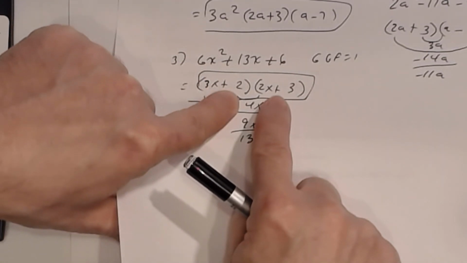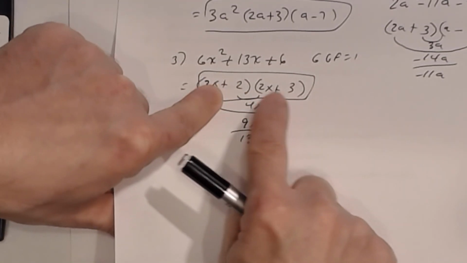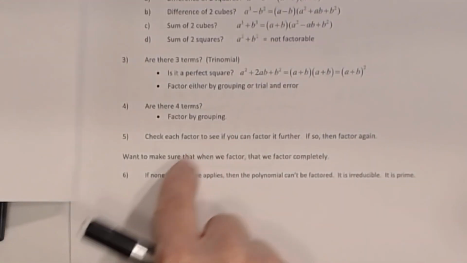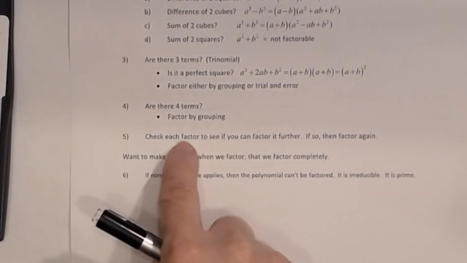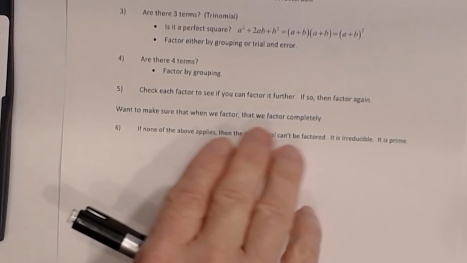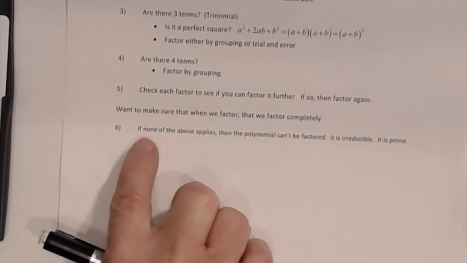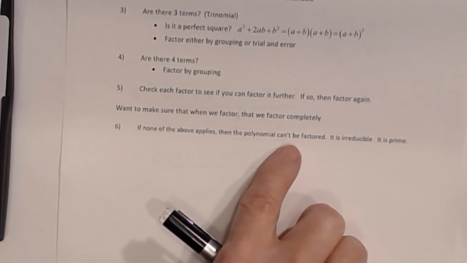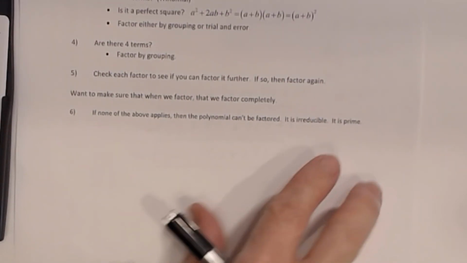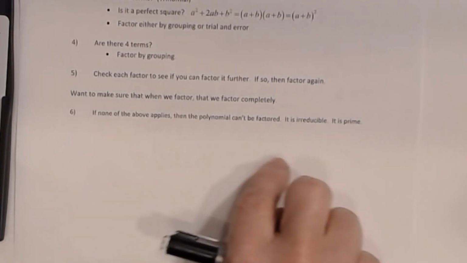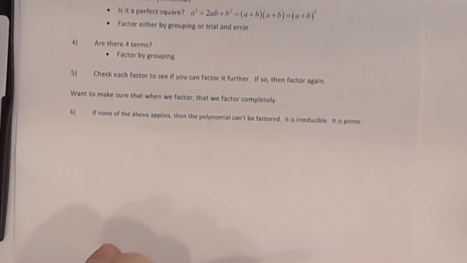You see like 3x plus 2? I can't do anything else to that. See this 2x plus 3? I can't do anything else to that, so there's the answer. That's what this last statement right here means, number 5. Check each factor, see if you can factor it further. Okay? And remember, in week 1 and week 2, look at number 6. If none of the above applies, then the polynomial cannot be factored. It is irreducible. And remember, we always use the word prime. If you can't go any further at all with the original problem, we say it's prime.